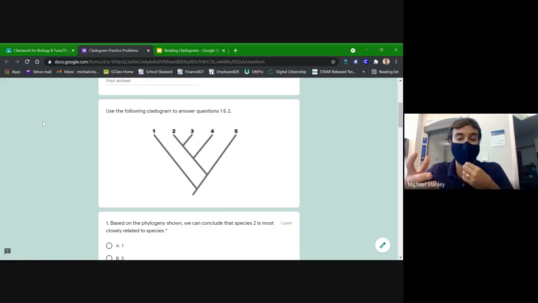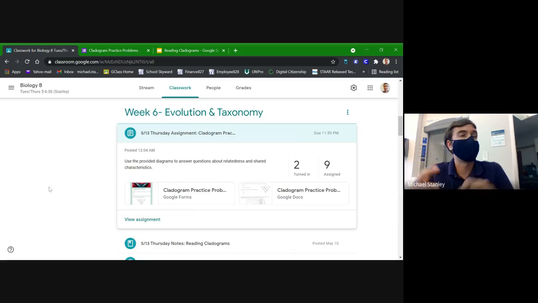All right, so does anybody have any final questions about the cladogram homework or anything about these weird and wacky diagrams that we've been talking about so far today? Anything that you're still a little bit confused or still not sure about when it comes to cladograms?